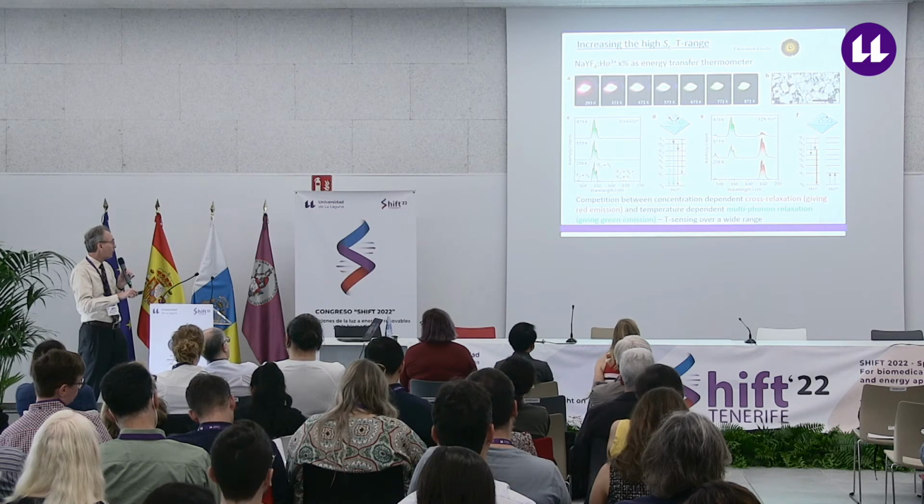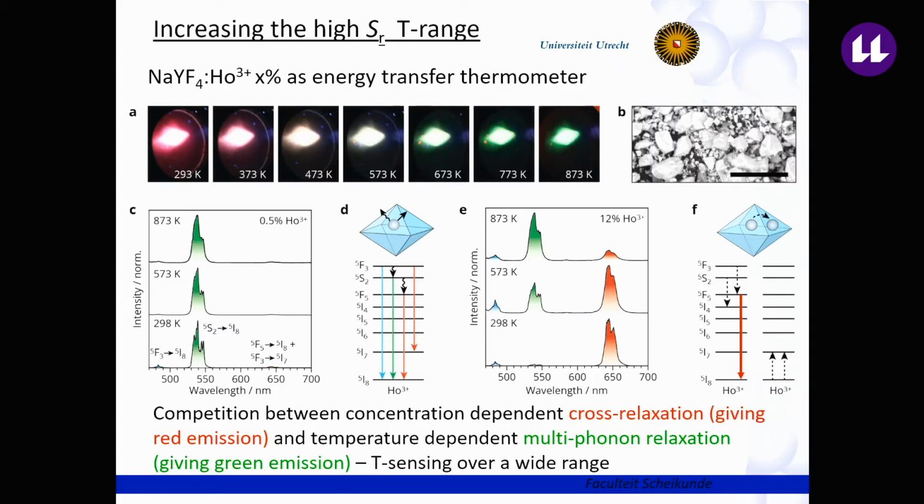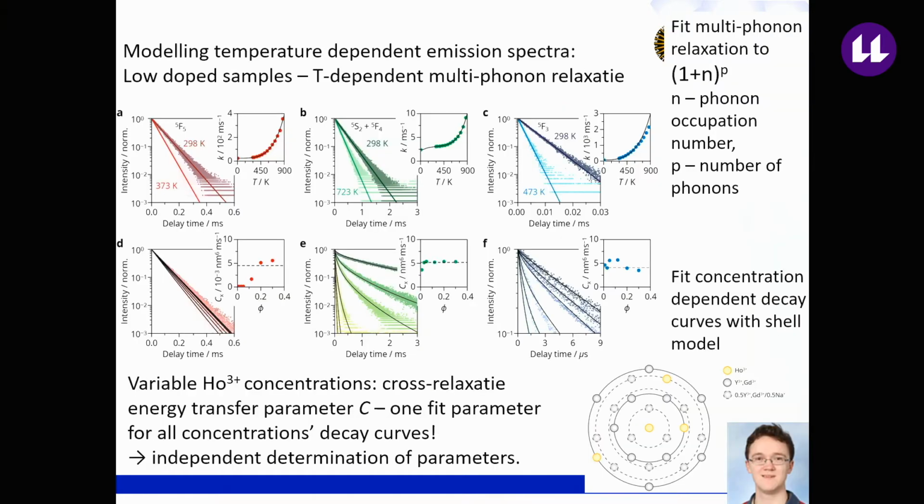So if you start heating your sample up, then the multiphonon relaxation becomes thermally activated, you get faster relaxation to the green emitting level, and you see the green emission become stronger. And now again, the ratio between the red and the green emission is a function of temperature. We did a very careful analysis to also have a good model for that.